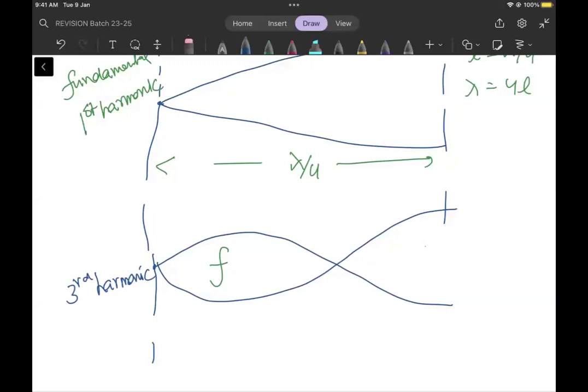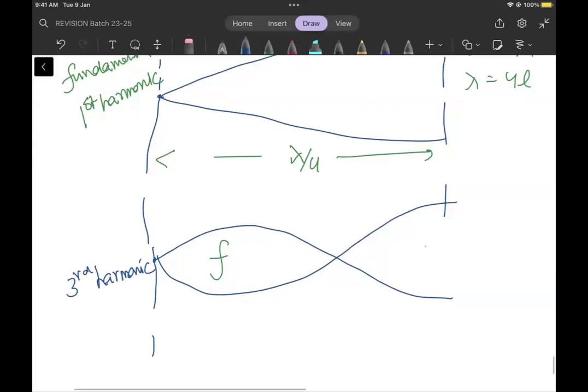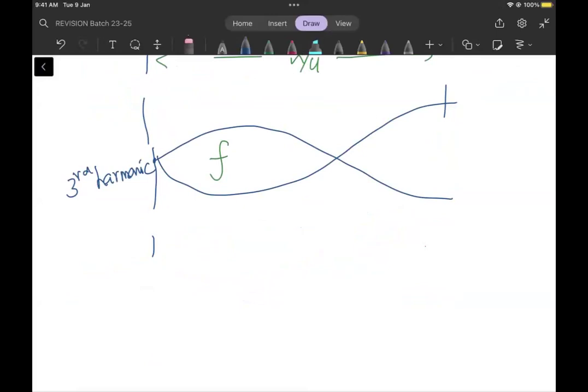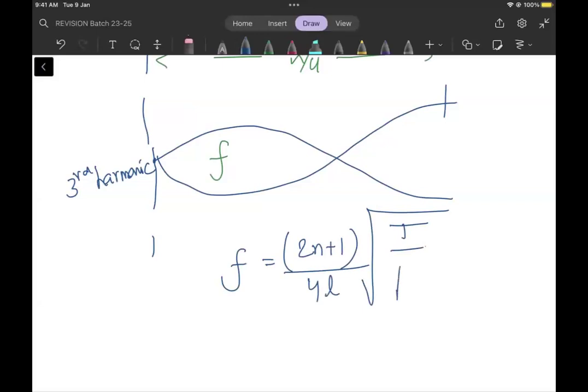ऐसा क्यों है, ऐसा क्यों बोलते हैं? So the reason why we say things like this, the origin of this is not physical. It's not coming from physics. It is coming from music. So F is equal to (2n plus 1) divided by 4L root T by mu.